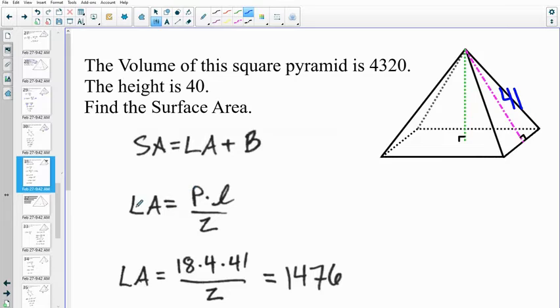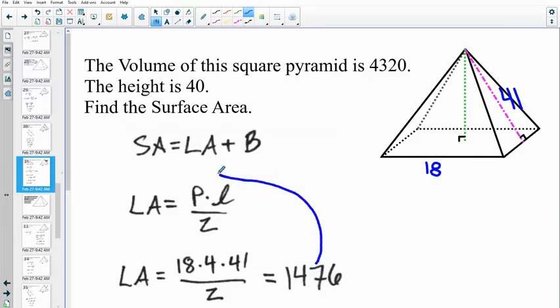So the lateral area formula, perimeter of the base times the slant height, and we can figure those things out. The perimeter of the base, we were able to calculate that this side length was 18. So if that side length is 18, the perimeter of the base, 18 plus 18 plus 18 plus 18, I put 18 times 4 times the slant height. We just found out with the Pythagorean theorem that that is 41. And so 18 times 4 times 41 divided by 2, there's my lateral area, 1,476.